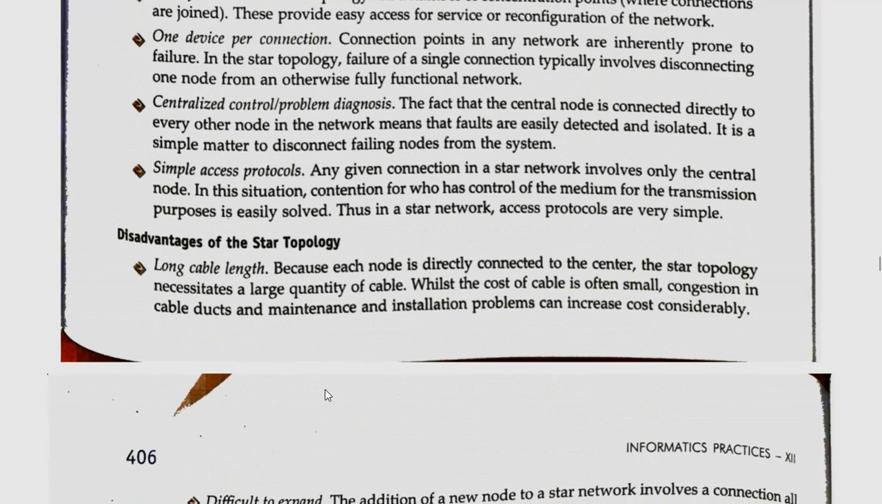Okay, now let's see what the disadvantages are. The first disadvantage is the long cable length. Since we use different individual paths for each system, it is going to create a long cable length. Because each node is directly connected to the center, the star topology necessitates large quantities of cable. While the cost of the cable is often small, congestion in cable ducts, and maintenance and installation problems can increase cost considerably. Obviously there are multiple paths, so the multiple paths have to be maintained, which indirectly increases the cost of the networking. So long cable length is a disadvantage of the star topology.